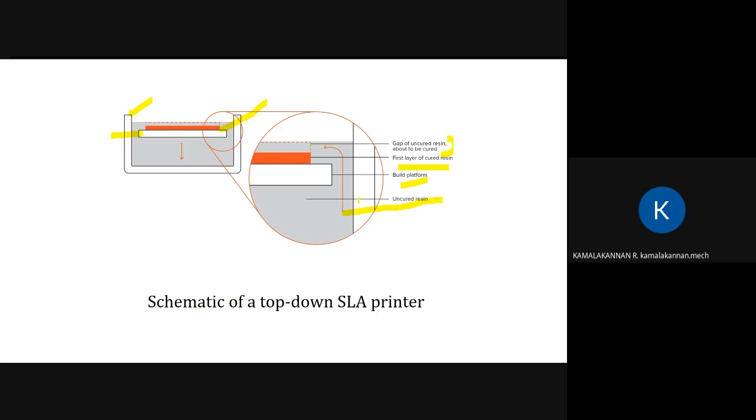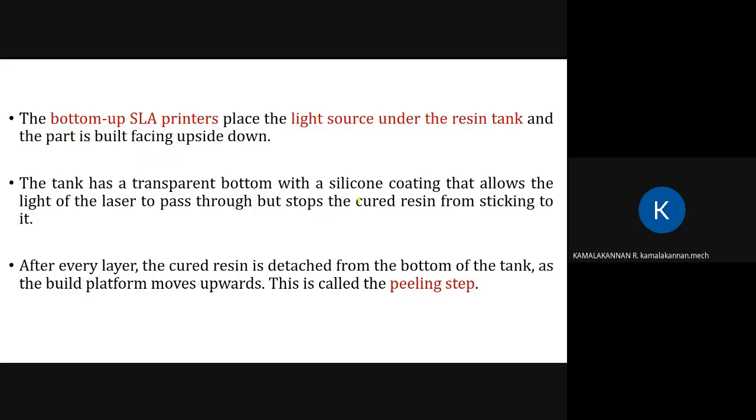So next one is bottom-up SLA printers. They place the light source under the resin tank, as I told you earlier. The important thing you have to note down is how this is possible. This is possible with the help of a silicon coating at the bottom of the tank that allows the laser light to pass through, but stops the cured resin from sticking to it. Once slice S1 has cured, with the help of the elevator, the platform will be moved up. This stops the cured resin from sticking to it. Okay, that's how it happens.